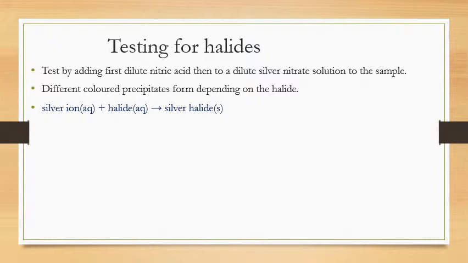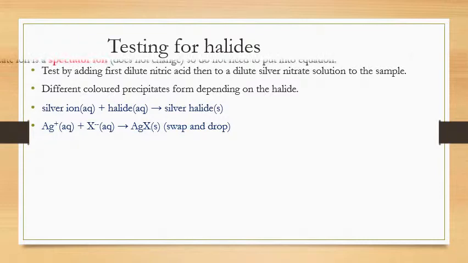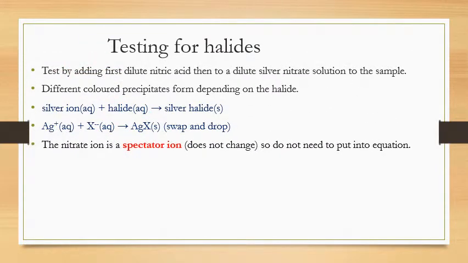The nitrate ion acts as something called a spectator ion, which we've already looked at previously. It doesn't change during the reaction, so you don't need to put it into any ionic equations. And here are the different ionic equations. So for the chloride ion, you get a white precipitate of silver chloride. For the bromide ion, you get a darker, creamy precipitate of silver bromide. And for iodide, you get a pale yellow precipitate of silver iodide.